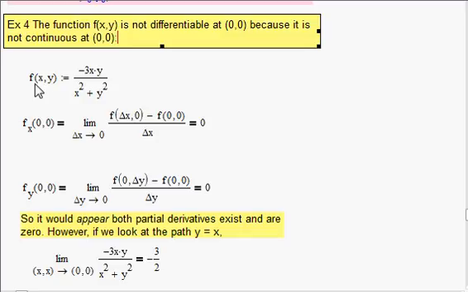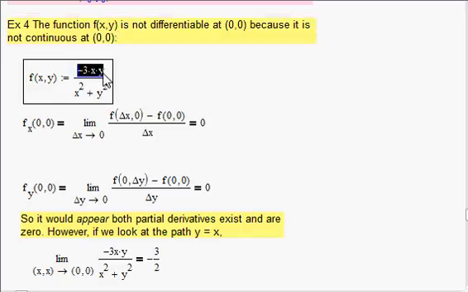Now here's the function. F of xy is negative 3xy over x squared plus y squared. I think you can see the problem at 0, 0, because at 0, 0, we have 0 over 0. That doesn't necessarily mean that it's not differentiable, but we shall see that it is not.